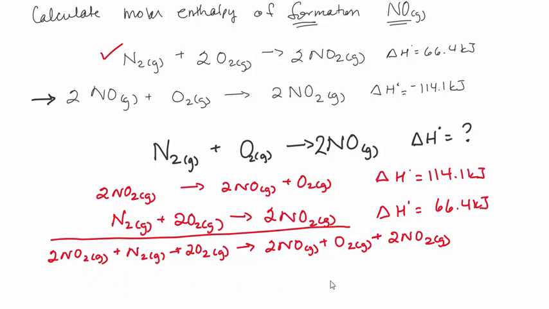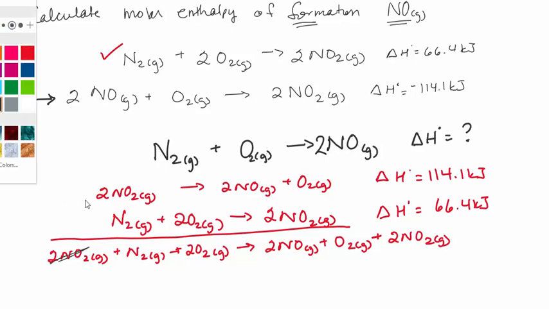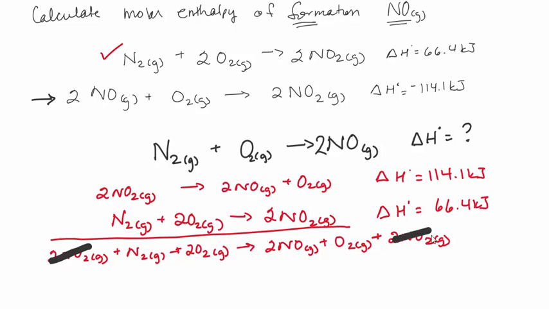And I cancel out what is alike here. So here I have 2NO2 gas on both the product and the reactant side. So they cancel out. I also have an O2 on both sides. So I need to subtract 1 O2 from each side. So now my final reaction is a combination of nitrogen gas, 1 mole of nitrogen gas, reacts to form 2 moles of nitrogen monoxide gas. You see, that was my target equation.